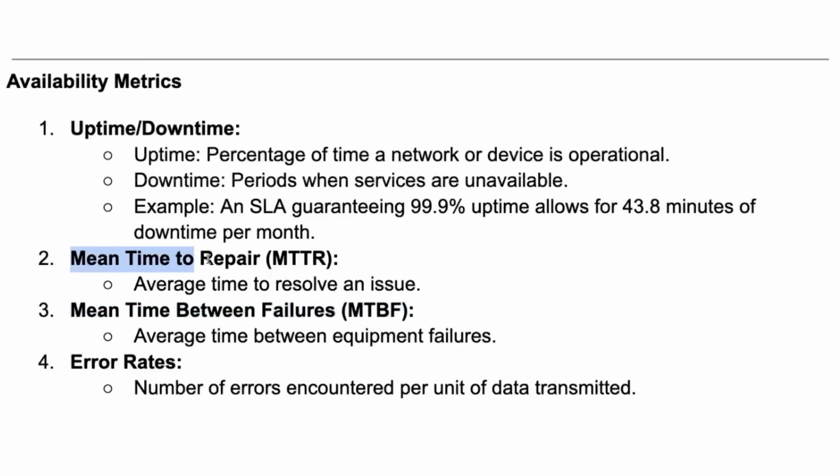The mean time to repair, which is the average time to resolve an issue, should be the lowest number possible, because you don't want it to take forever to fix something. And then you have the error rate, which also should be the lowest, right? The number of errors encountered per unit of data transmitted, you also want this to be a low value. So uptime, we want to be really high. Downtime, we want to be as low as possible. Mean time to repair should be as low as possible. Mean time between failures should be as high as possible. And error rates should be as low as possible.